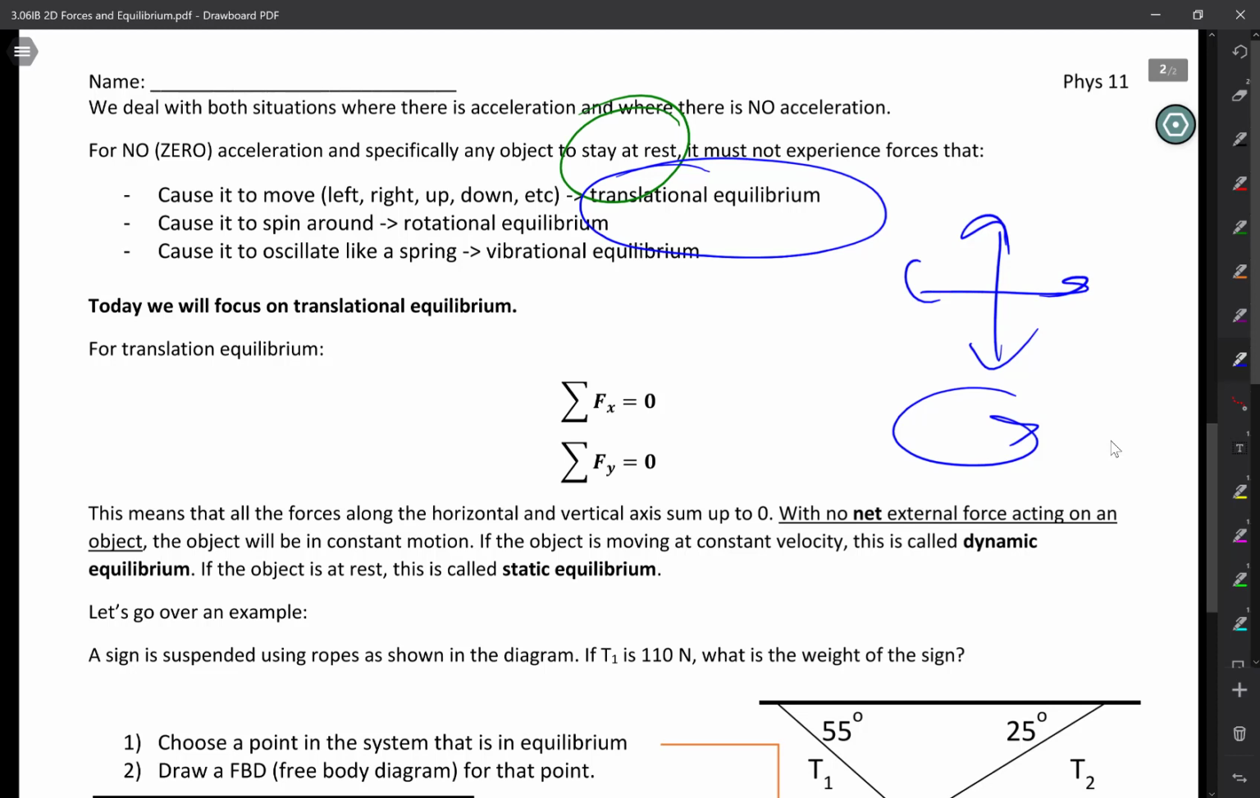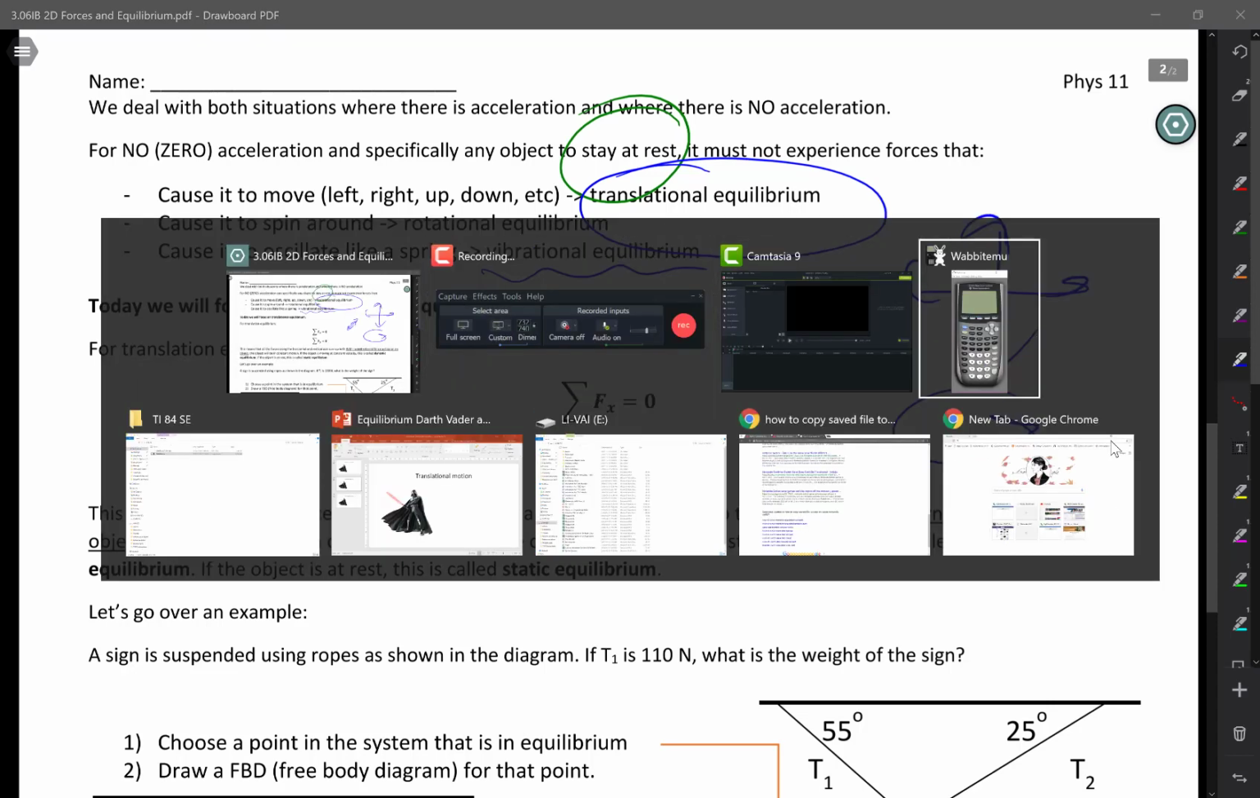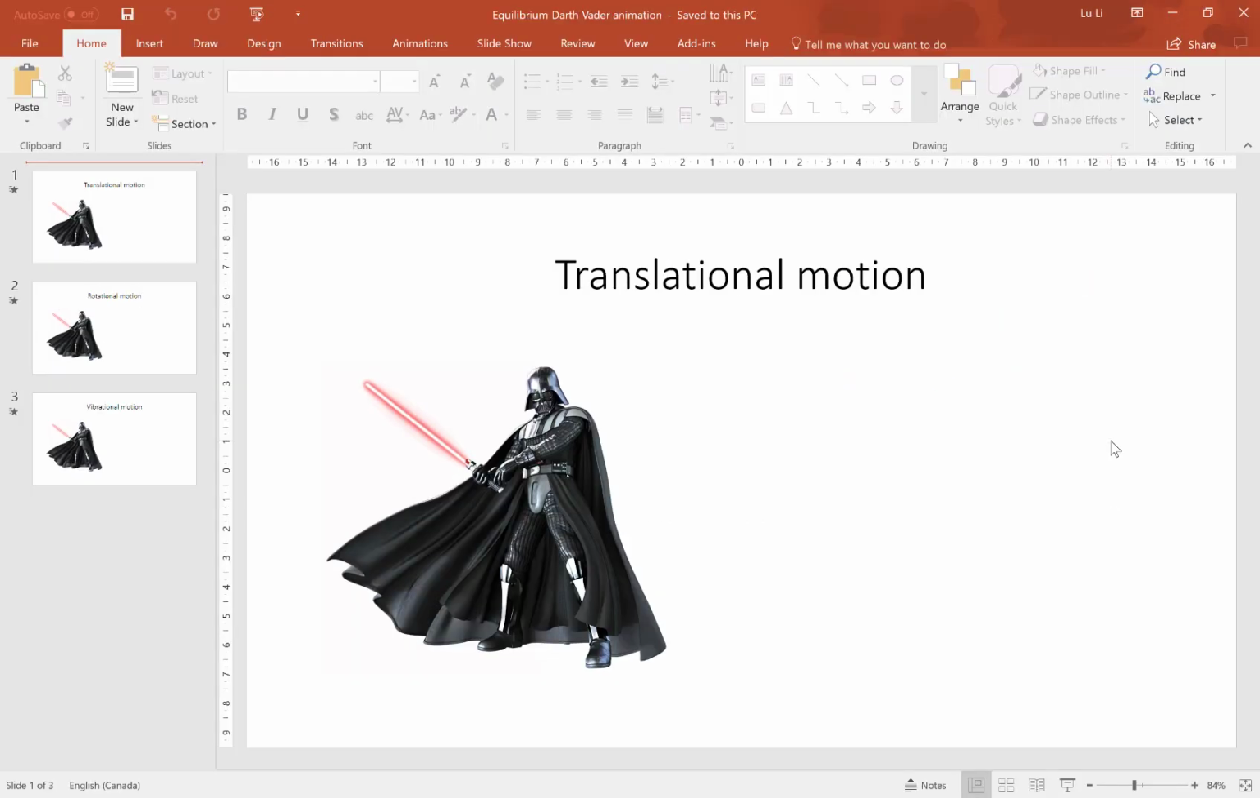The last kind of equilibrium, which you may or may not see this year, but it's not going to be talked about in that much detail, is vibrational equilibrium. That just means something that goes back and forth, something that vibrates. And here I made something very quick that I can show you what that looks like. I know, haha, Darth Vader.